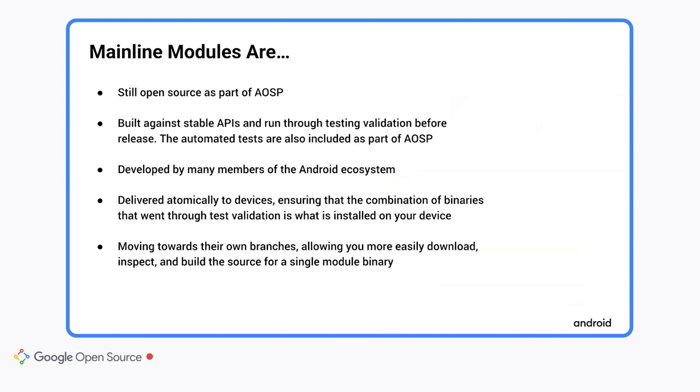The automated tests as part of that process are included with the source code for the modules in AOSP as well. So if you find a problem in one of the modules, we encourage you to write a new test that shows that problem and submit it to us, and we'll take a look and fix the bug and get the test running again. Another important aspect of modules is that they're developed by many members of the Android ecosystem. And it's not just Google participating.